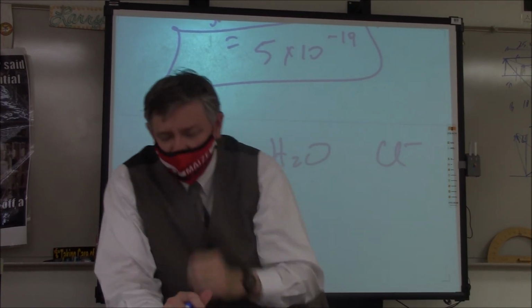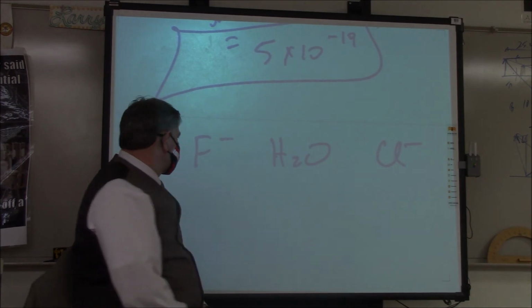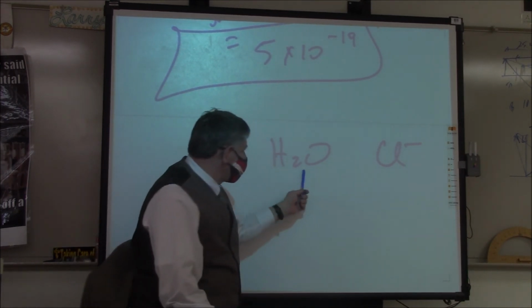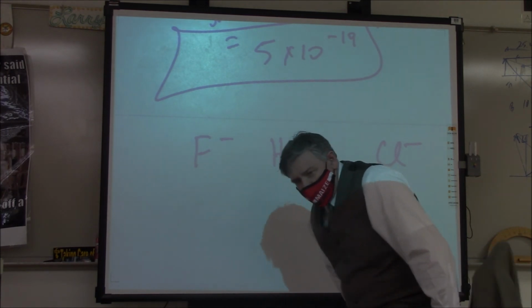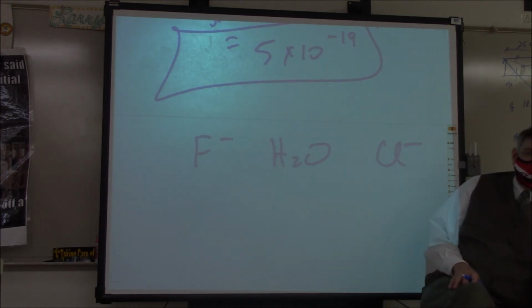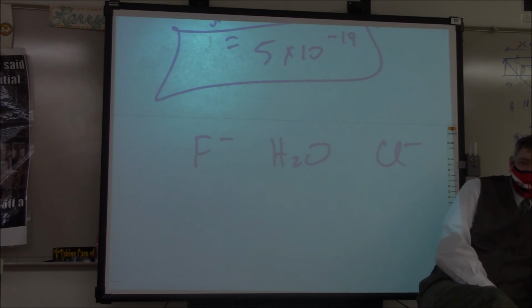Okay, so if I gave you this list: fluoride anion, water, fluoride ions, and if I said, I want to know which one is the weakest conjugate base and which one is the strongest conjugate base, ranking them in that order. Strongest conjugate base to weakest conjugate base.